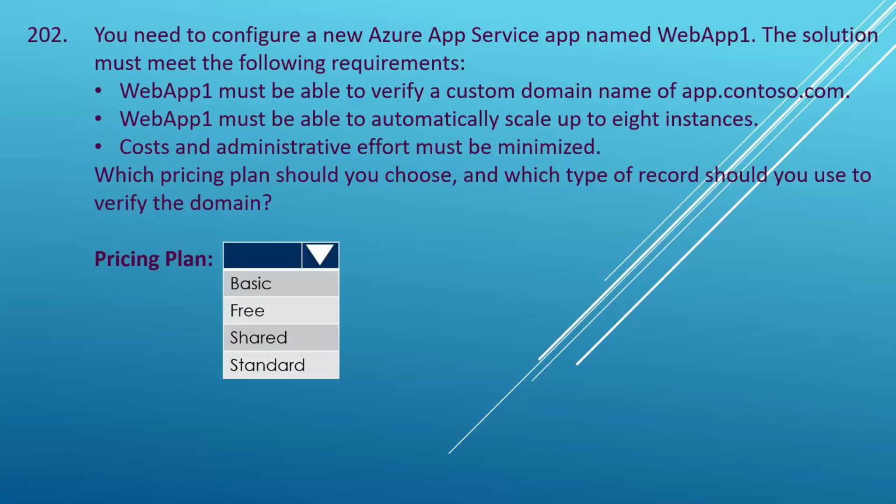So this is question number 202 of the series. You need to configure a new Azure app service named Web App 1. The solution must meet the following requirements: Web App 1 must be able to verify a custom domain name of app.contoso.com. Web App 1 must be able to automatically scale up to 8 instances. Cost and administrative effort must be minimized. Which pricing plan should you choose, and which type of record should you use to verify the domain?